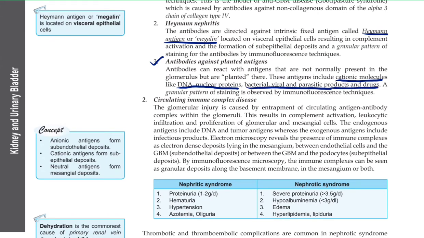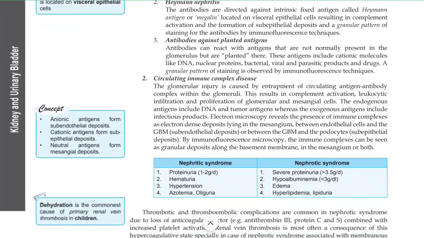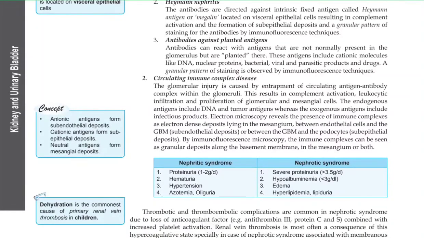A granular pattern of staining is observed by immunofluorescence techniques. So which pattern? Granular. So in antibodies against planted antigens, a granular pattern of staining is observed by immunofluorescence techniques. And a diffuse linear pattern of staining is seen in anti-GBM antibody induced nephritis. And in antibodies against planted antigens, it is the granular pattern of staining.